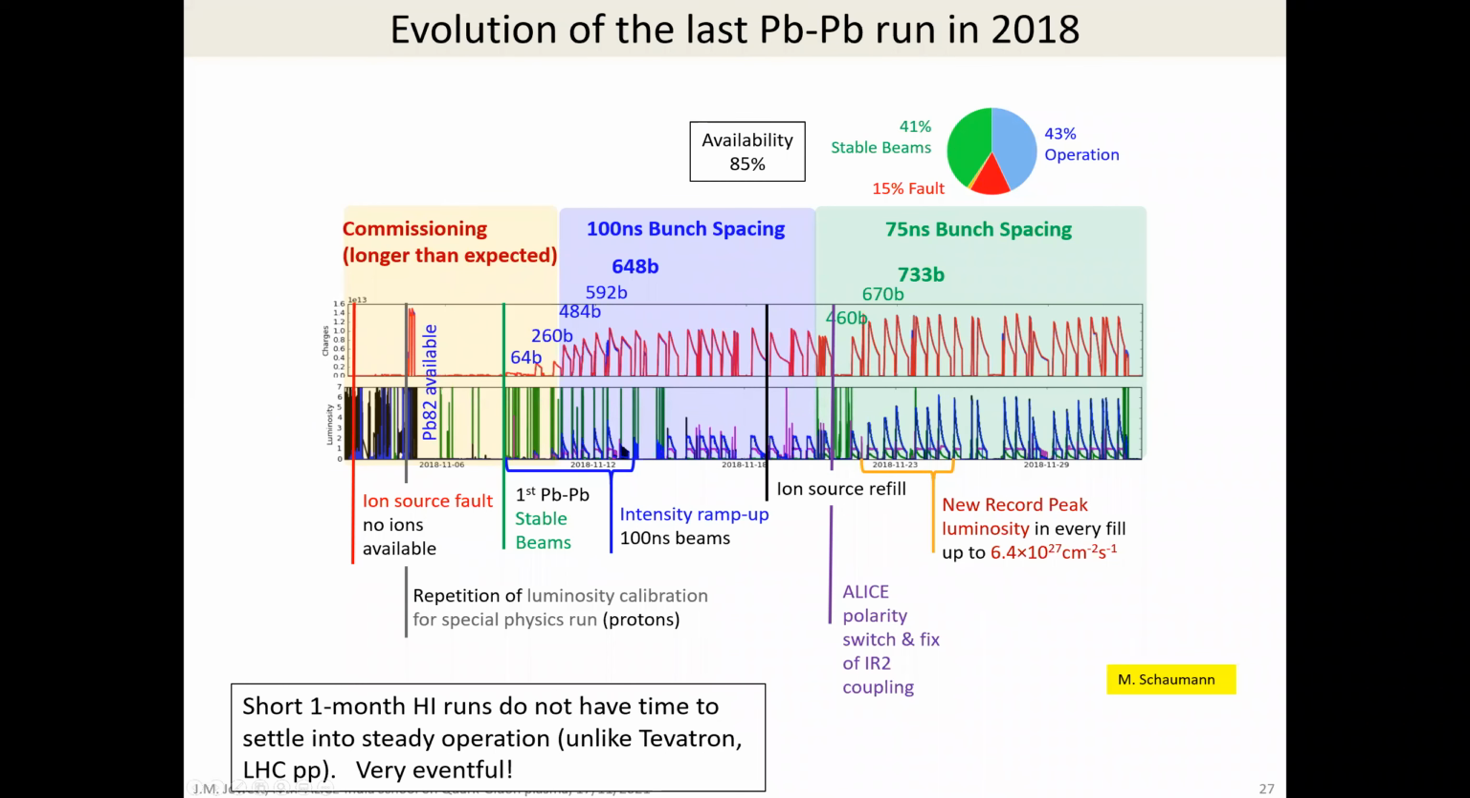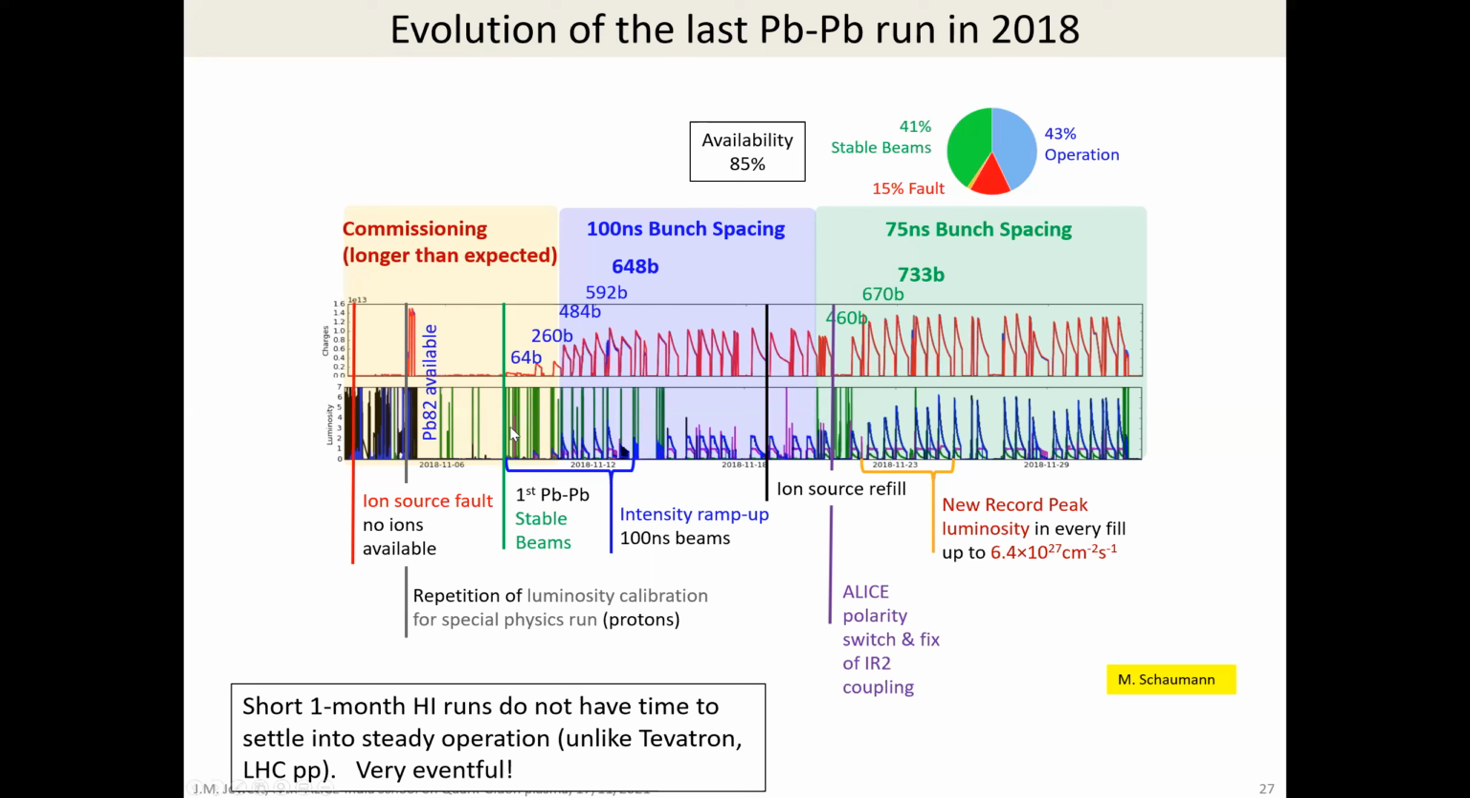This is a global picture of the last lead-lead run in 2018. You can see what happened. This is a period of 1 month, approximately. Unlike proton-proton operation or the sort of operation one had at the Tevatron, it's not months and months of continuous accumulation of luminosity with small tweaks of the parameters by the operators to improve, but essentially constant conditions. You can see that during these 1 month runs, we change things a great deal all the time. And there's a lot going on.